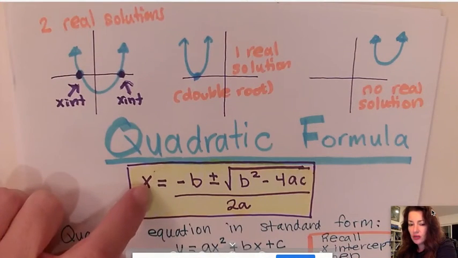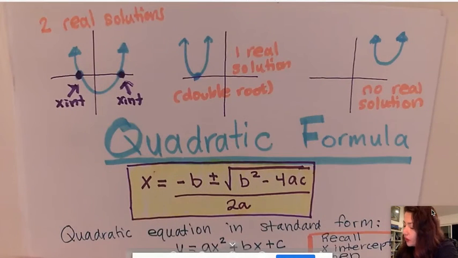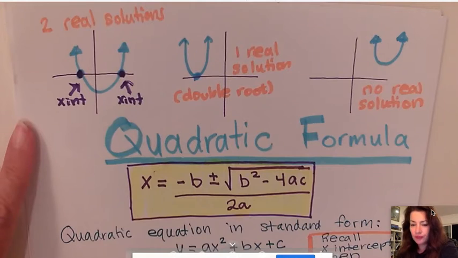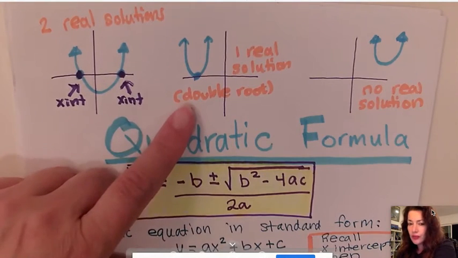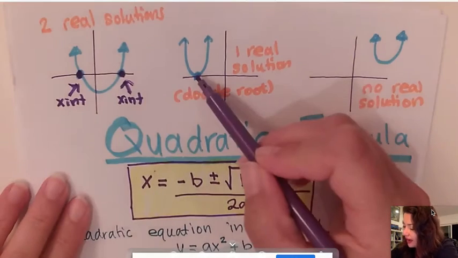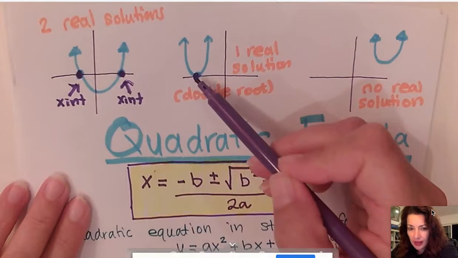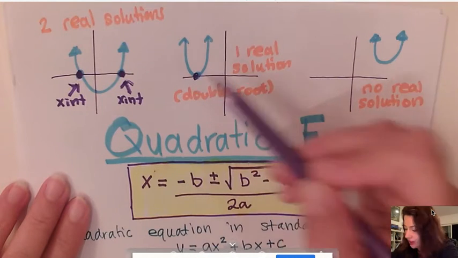So when you're using the formula, this is where you have the plus or minus, you'll probably end up with either two real solutions. Then we have one real solution. So this is what it would look like on a graph. And we call this actually a double root. It only touches the x-axis at one point.